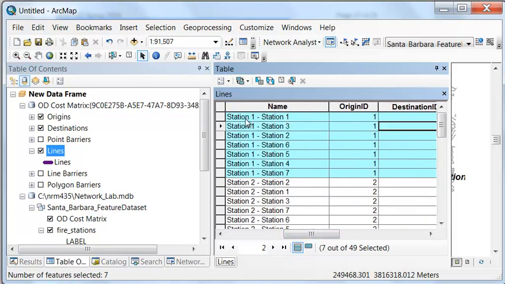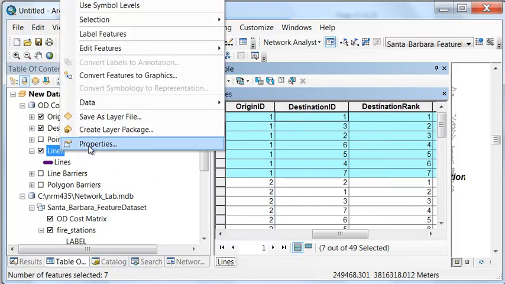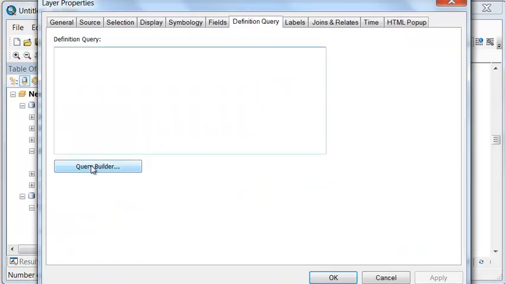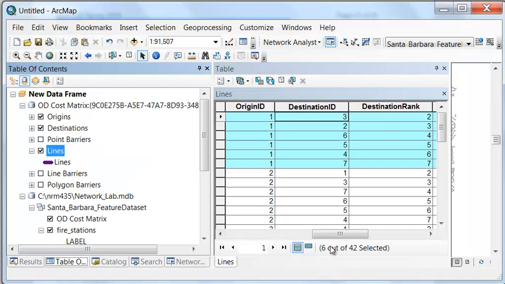So what we could do is a definition query so the origin and the destination are not the same, because that's basically the same station. If we go to our properties and then definition query, we make the origin ID not equal to the destination ID. If it's not equal, that's what we want. So now we have, for each origin, the ranked distances in terms of the nearest fire station by the street network.